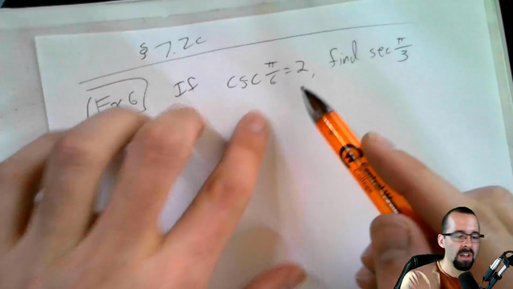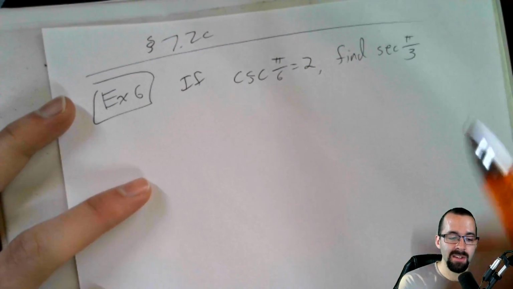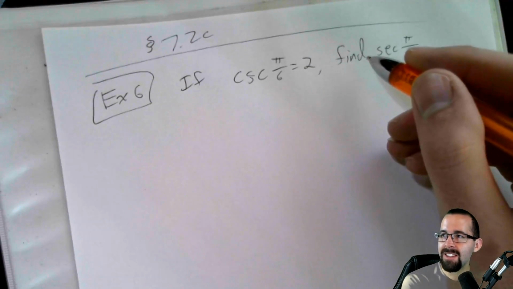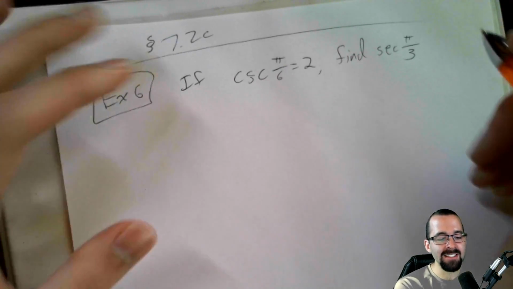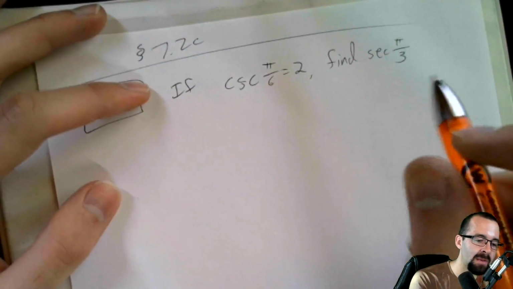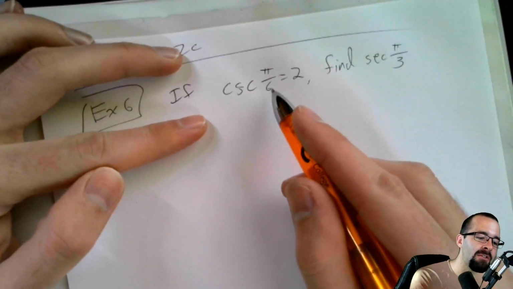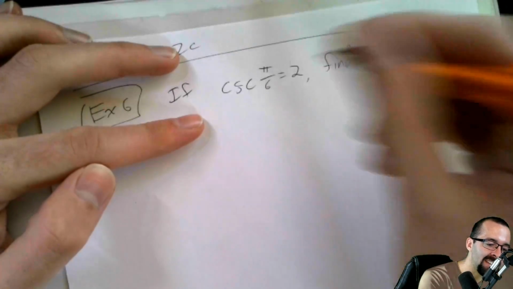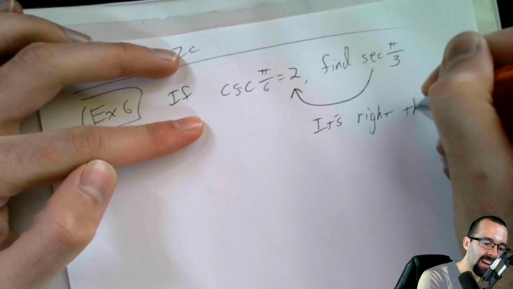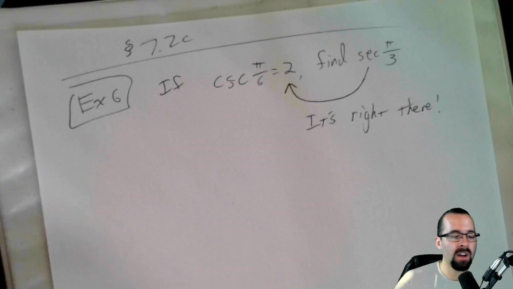But we said that if we had a complement, and by the way, pi over 6 and pi over 3 are complementary angles. Again, this is 30 degrees. This is 60 degrees. They add up to 90 degrees, or pi over 2 radians. These are complementary angles. So what that means is that the cofunction values of their complements are the same. So this is really an easy problem. The answer is staring you right in the face. The cosecant of pi over 6 is the secant of pi over 3. It's a trick. We already found it. It's right there. And that's the whole point of cofunctions and other stuff.